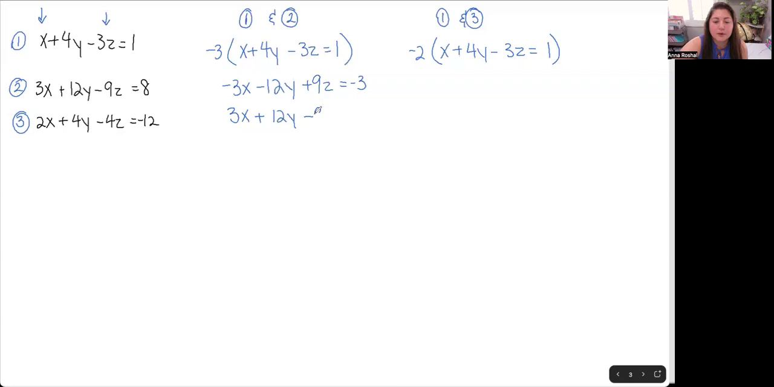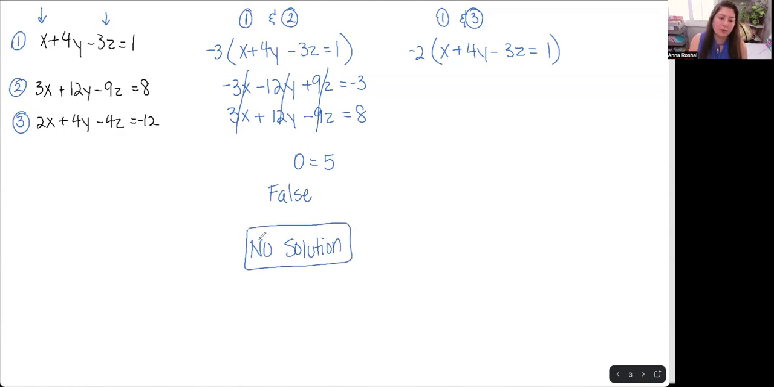And holy smokes, I want you to take a look at what's happening. This will cancel, this will cancel, this will cancel. So I'm going to end up with 0 equals 5. And that, my dearies, is a false statement. And because it is a false statement, there is no solution here. There is not one single point where all 3 equations meet. Anytime there is a false statement, there is no solution.